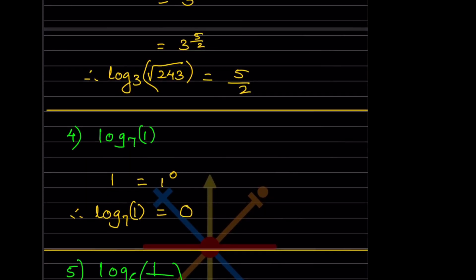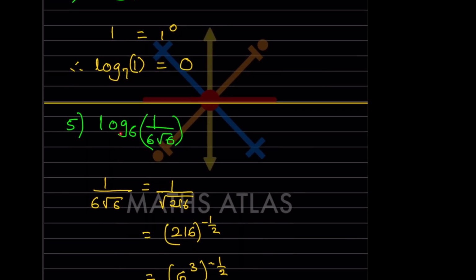So now this is a bit different. Log of 1 to the base 7. This 1 we can also write as 1 raised to 0, because anything raised to 0 is 1. Even if it is 99 raised to 0, that is going to be 1. So now we can write log of 1 to the base 7, that is going to be 0.